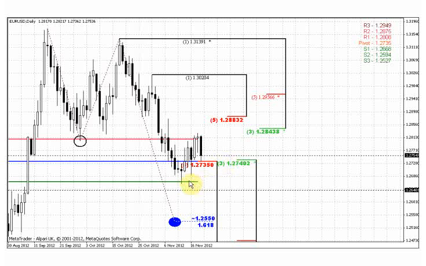Just recall that this 127 extension of this pattern, A, B, C top, 127 extension, is a pullback from the confluence support on the daily time frame, and that is also the 127 extension of that swing. So that is rather strong support. As you can see, the market has shown the pullback right to the confluence resistance on the daily time frame, 128.40 area approximately, and take a look, right to the weekly pivot resistance one.